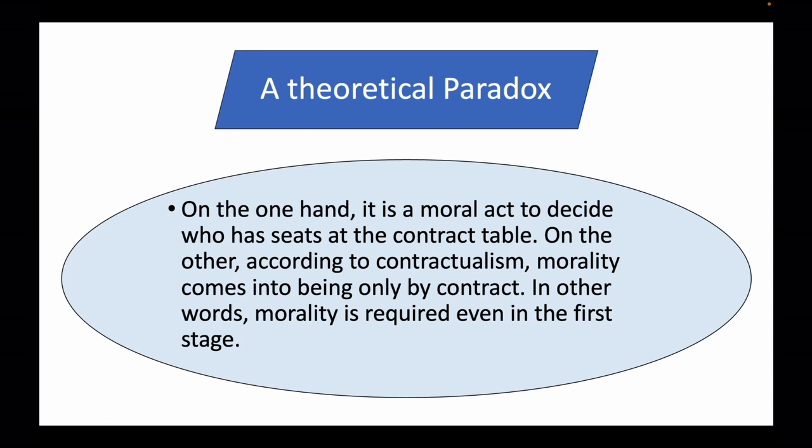This also leads to a theoretical paradox. Think about this. On the one hand, it is a moral act to decide who has seats at the contract table. But on the other hand, according to contractualism, morality comes into being only by contract. So you see where the problem is. In other words, morality is required from the start, but there's no such thing as morality at the start. So someone has to make a bold move and say, this is the start. But that very start is a moral start. This is also very complicated.